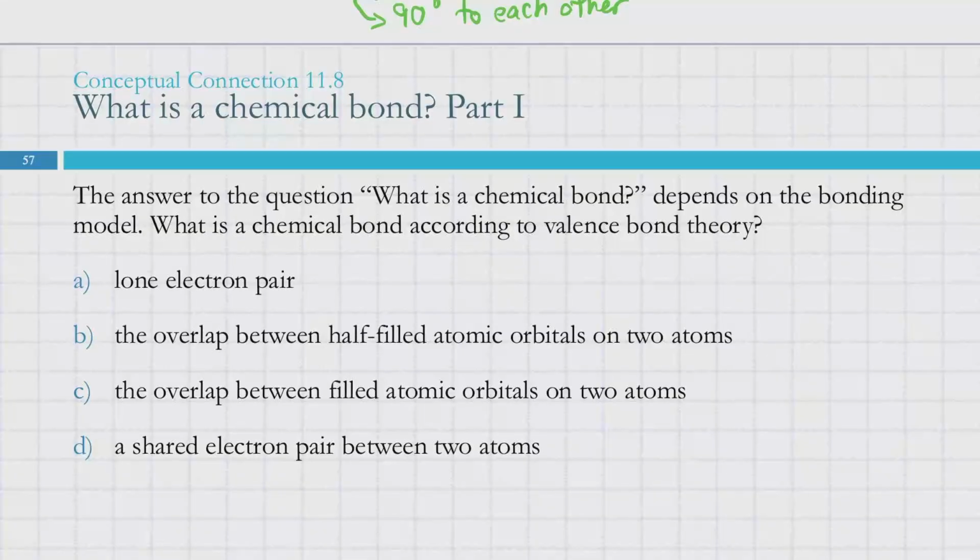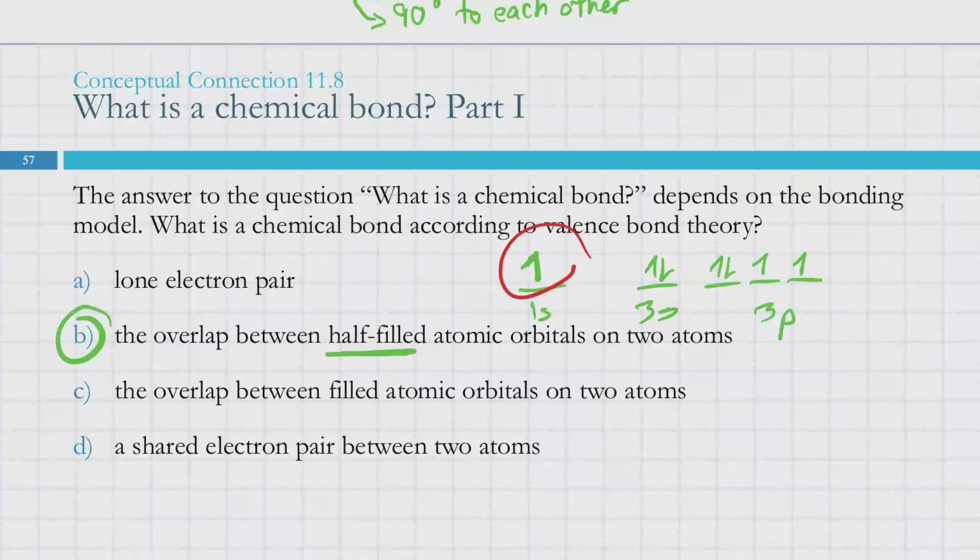Valence bond theory says that it's the overlap between half-filled atomic orbitals. So that's like between the 1s and this was our sulfur. This would be 3s, these would be our 3p. So the interactions between those two electrons, those two hands that they're putting in, that's what forms the bond.